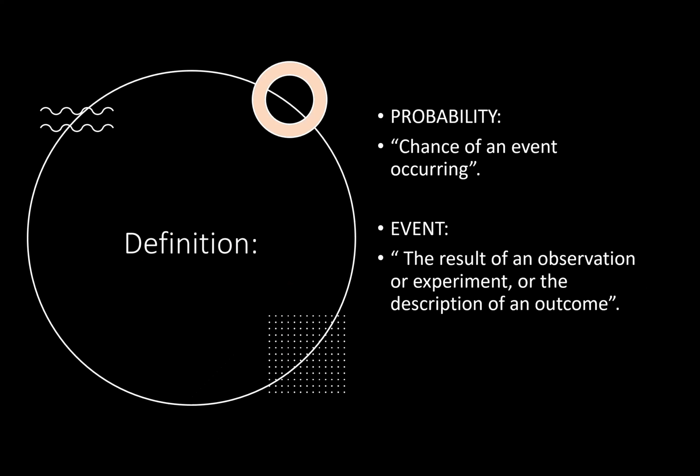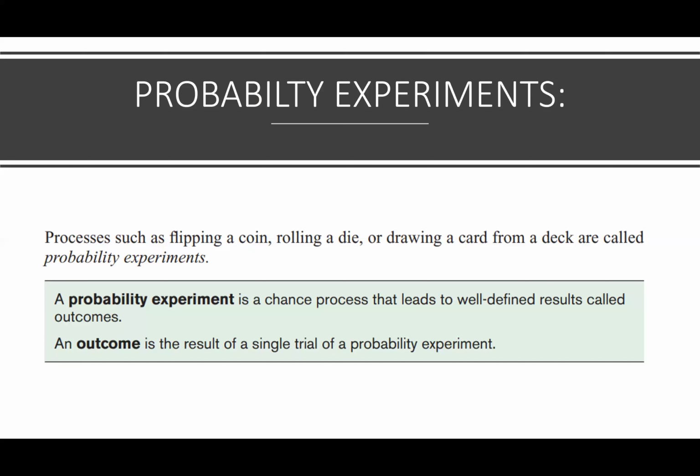Definition. Probability is the chance of an event occurring, and an event is the result of an observation or experiment, or the description of an outcome. Probability experiments: processes such as flipping a coin, rolling a die, or drawing a card from a deck are called probability experiments. A probability experiment is a chance process that leads to well-defined results called outcomes. An outcome is the result of a single trial of a probability experiment.